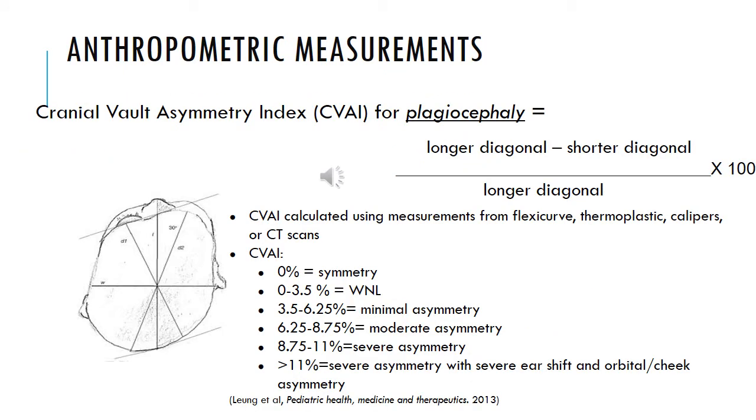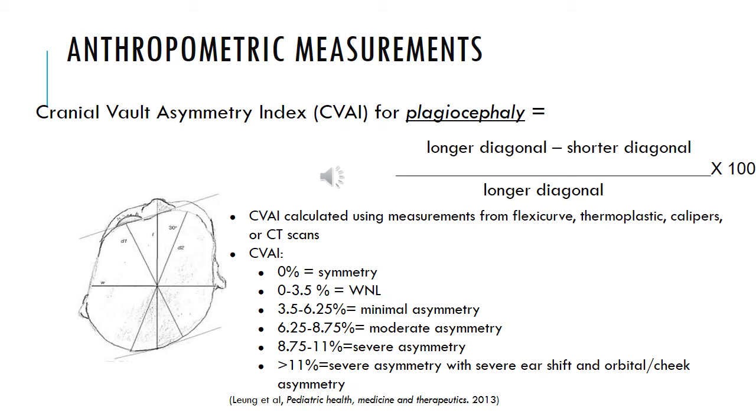The calculated results from the CVAI can help gauge the level of involvement of that child. You can see in the list below, a 0% is perfect symmetry. Anywhere from 0 to 3.5% would still be considered within normal limits and likely would not require any intervention at all. When you get between 3.5% to a bit over 6%, that's more of a minimal asymmetry. Around 6 to close to 9 is a moderate asymmetry.